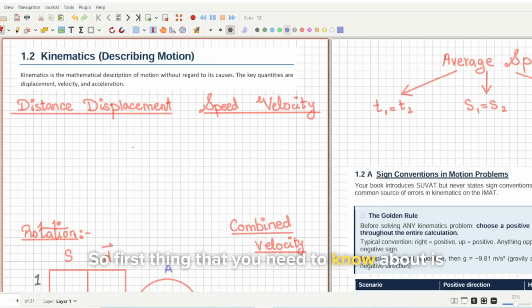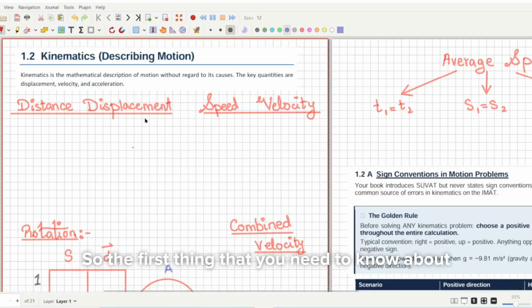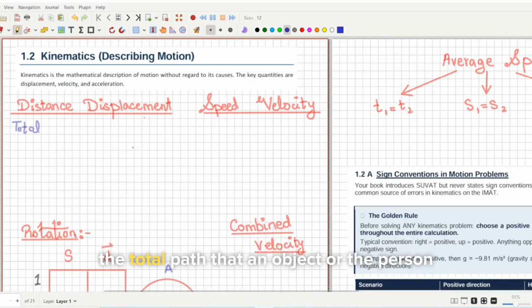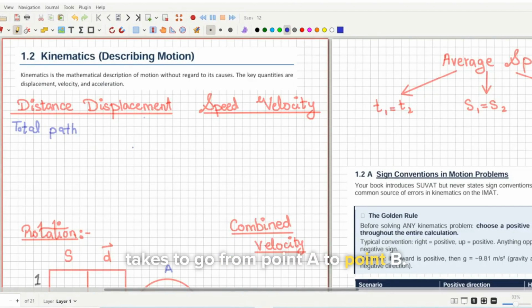So the first thing that you need to know about is distance, displacement, speed and velocity. We discussed distance, displacement, speed, velocity in our last lecture. We will go through it again in a bit more detail. So the first thing that you need to know about distance is that it is the total path length, like the total path that an object or a person takes to go from point A to point B.